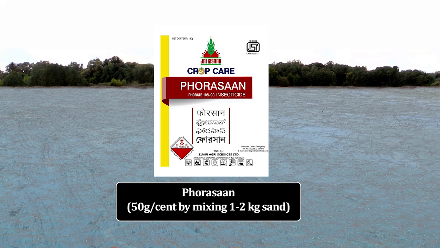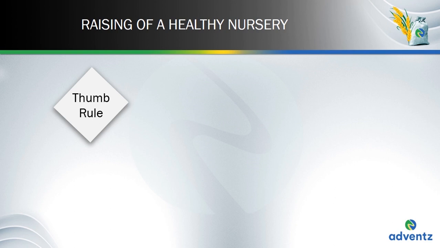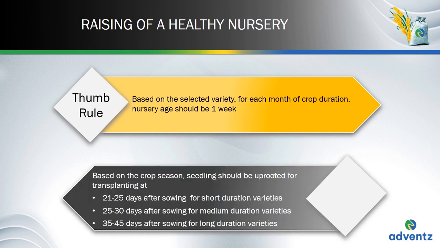We need to be aware of a few things while transplanting. There's a thumb rule, which is that based on the selected varieties, for each month of crop duration, nursery age should be 1 week. And while we are transplanting the seedlings from the nursery bed, the plants which are used should have 4 to 5 leaves.